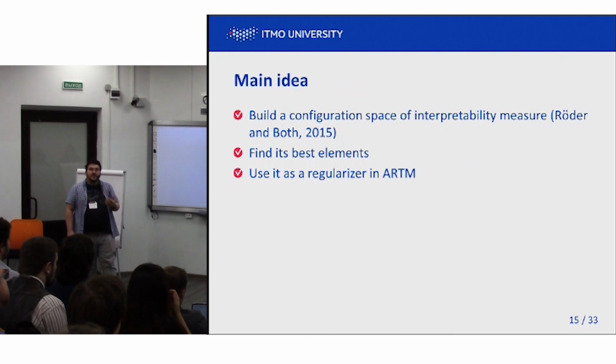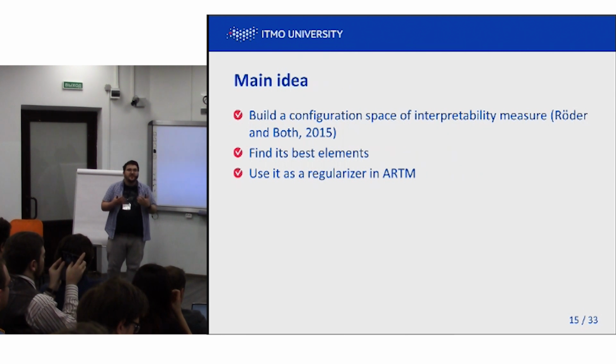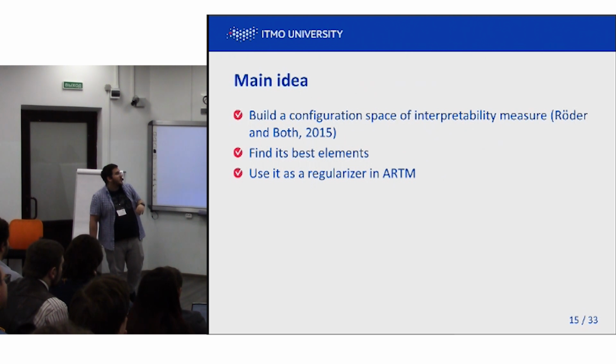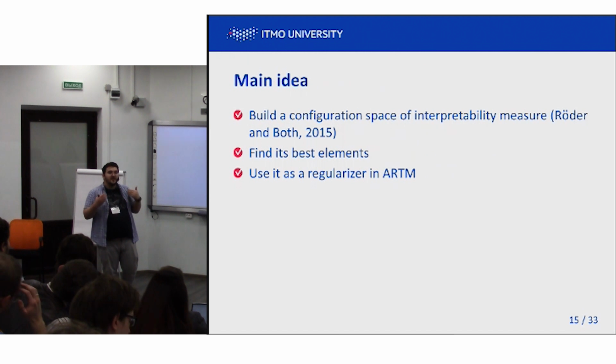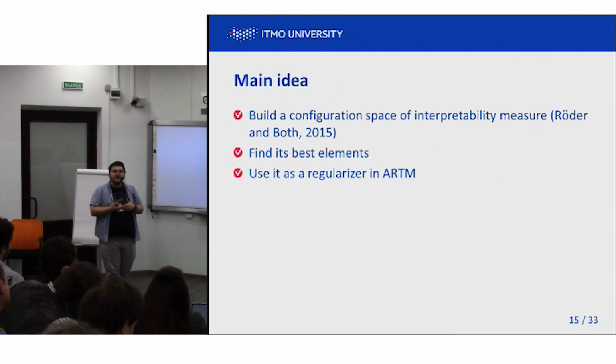So, what are we trying to do? We're trying to build a regularization which can be expressed as an interpretability measure. How can we express this measure? There is an approach by Roeder and Both in 2015. They say that we can split this measure into 4 components. We use these 4 components to describe a configuration space from which we'll be choosing the measure. Then we turn this measure into a regularizer, and thus we create an interpretable model.